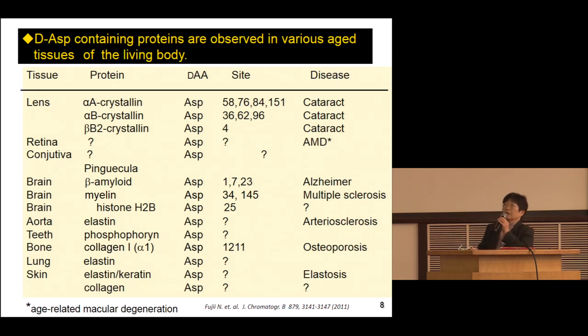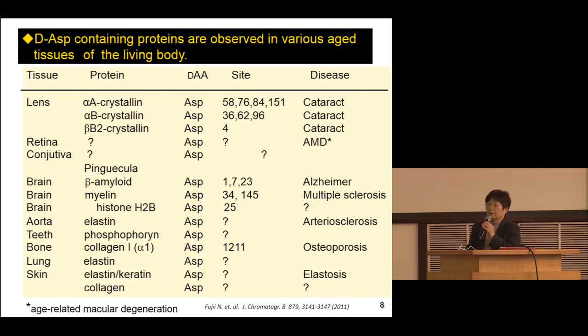This table shows the D-aspartate containing proteins in various aged tissues in the living body. For example, in lens, alpha-A-crystallin has a high amount of D-aspartic acid at various sites. These are related to age-related cataract. In the brain, beta-amyloid protein, myelin protein, and histone H2B protein contain Asp residues in high amounts and are related to Alzheimer's disease and multiple sclerosis. These are age-related diseases.